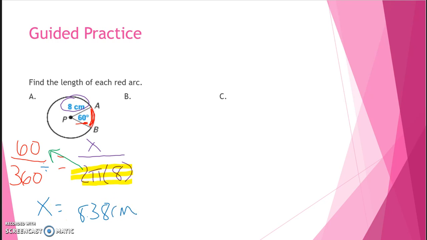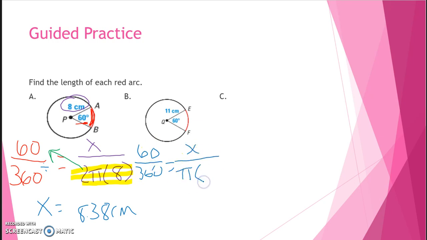So I'm going to go through the other two a little bit quicker. That's the same concept though that you're going to use. In this one, our arc measure is 60, and that's over 360. We're looking for our arc length again, and this time to get the circumference, it's 2 times pi times 11 because you have your radius. So you should start off the exact same way. Start by finding your circumference, multiplying that by 60, and then taking that answer and dividing it by 360.